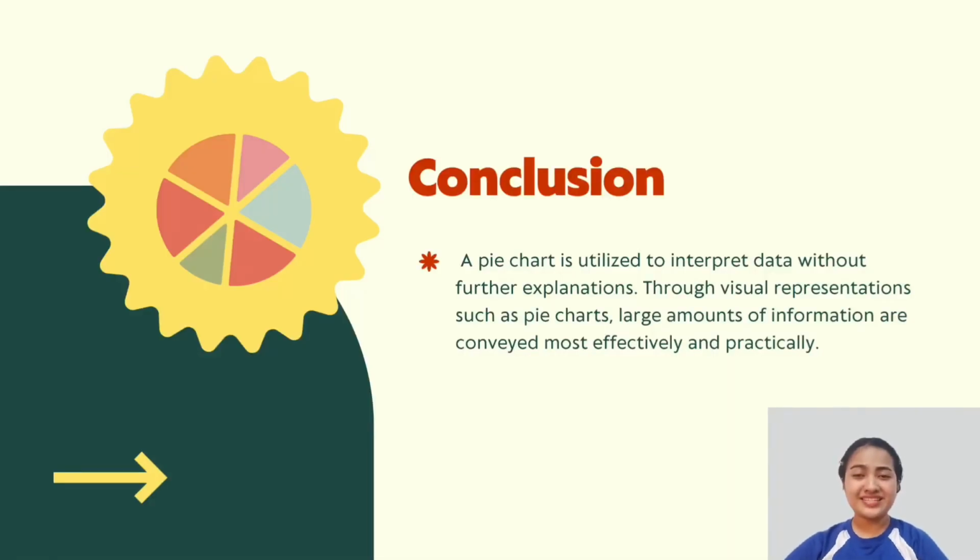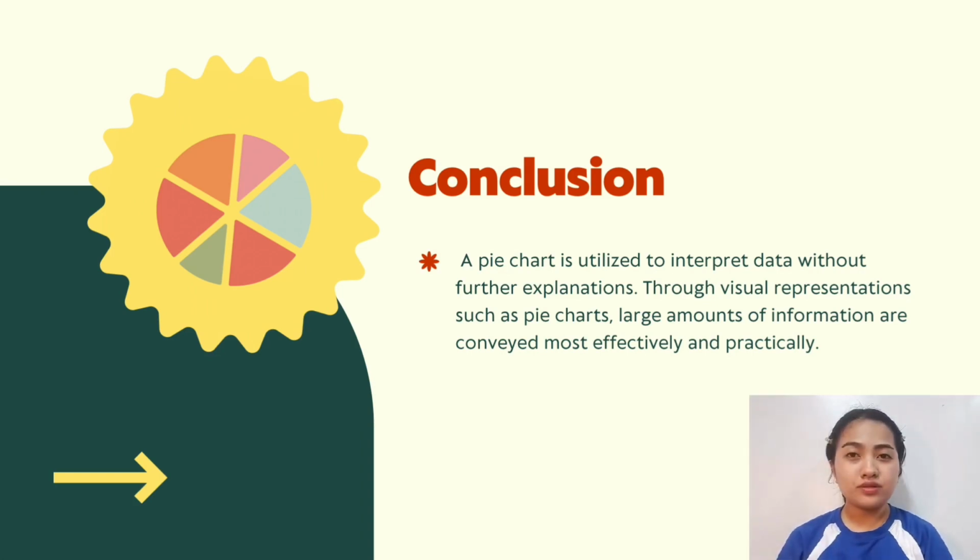Pie charts have been used since the 19th century to visually illustrate complex information succinctly and understandably. In the clinical setting, allied health workers such as medical technologists use pie charts to visualize and represent data distribution from surveys to diagnostic tests in clinical laboratories. In the given examples, a pie chart is utilized to interpret data without further explanations. Through visual representations such as pie charts, large amounts of information are conveyed most effectively and practically. In a complex sector such as the medical field, using tools that can easily construe data is a life changer due to its efficiency and effectiveness.